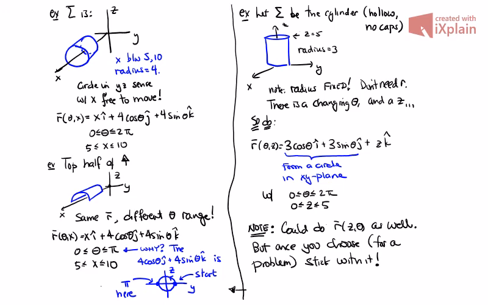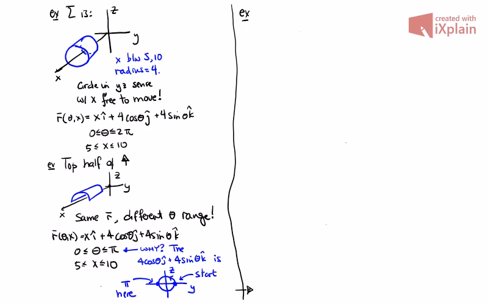So let's just do 2 more. The first one I'll do is a hemisphere. And I want to do this one because it actually can be done with 2 different parametrizations. So let sigma be the hemisphere, just the top half of a sphere, centered at the origin, nice and simple. So radius, let's say 5.